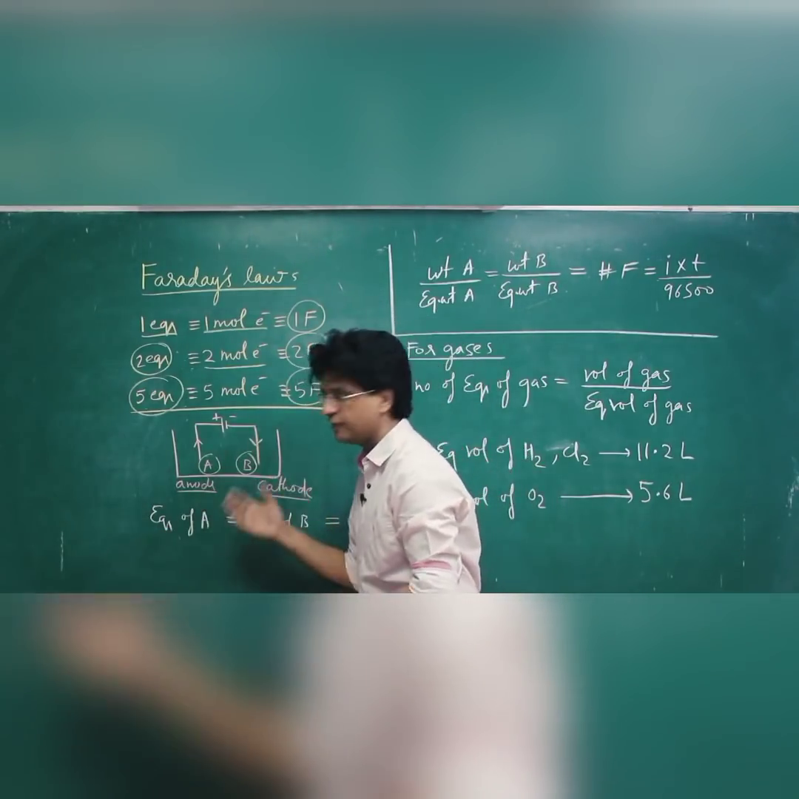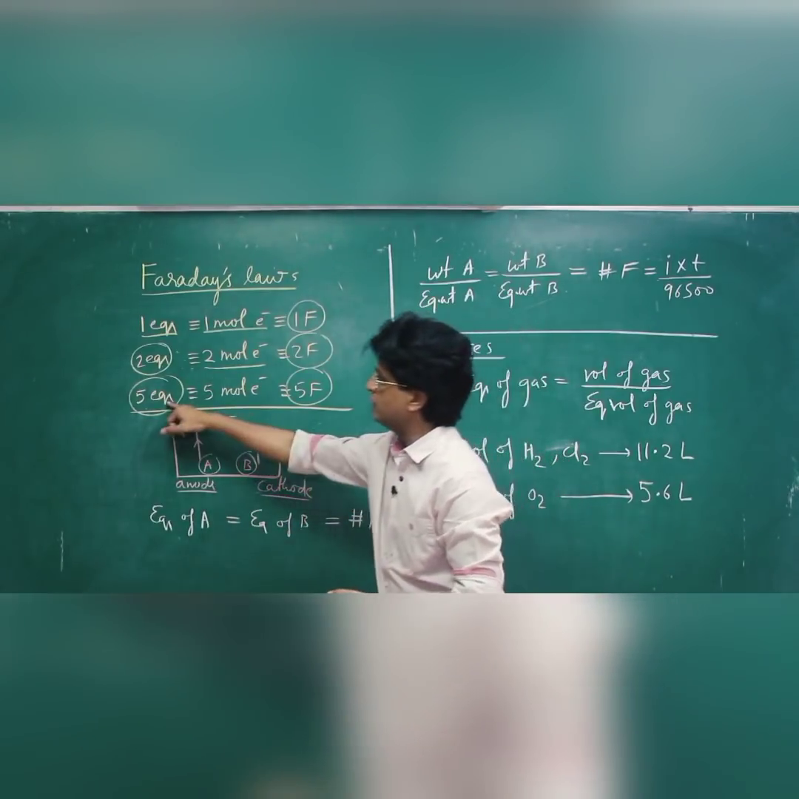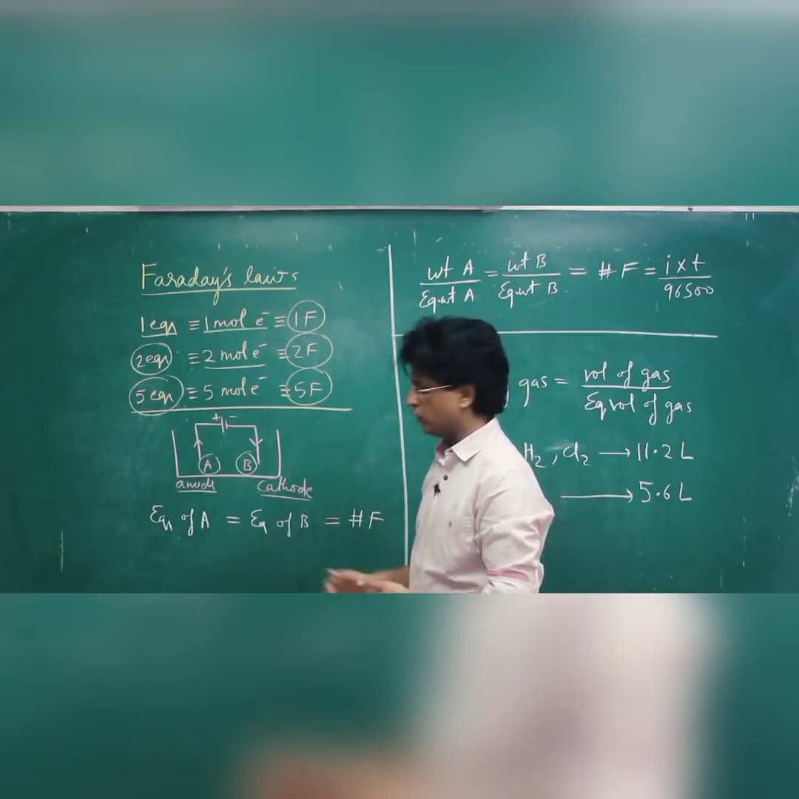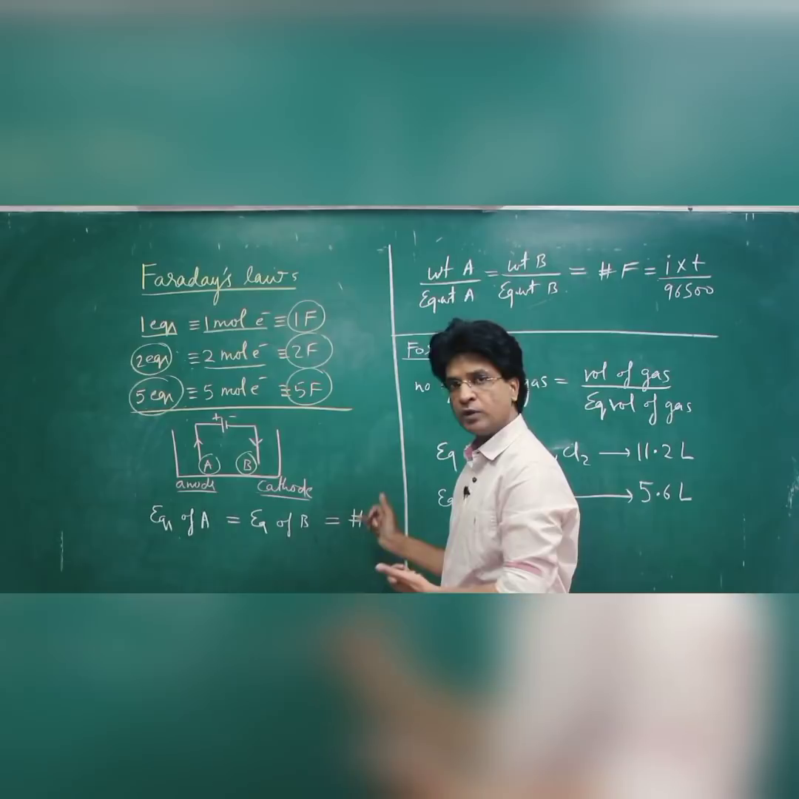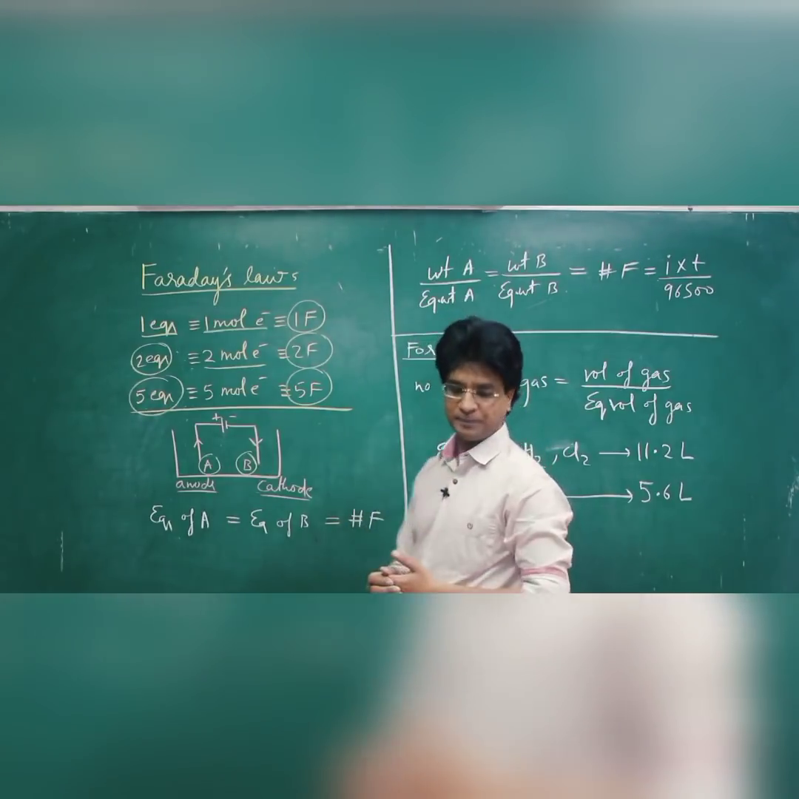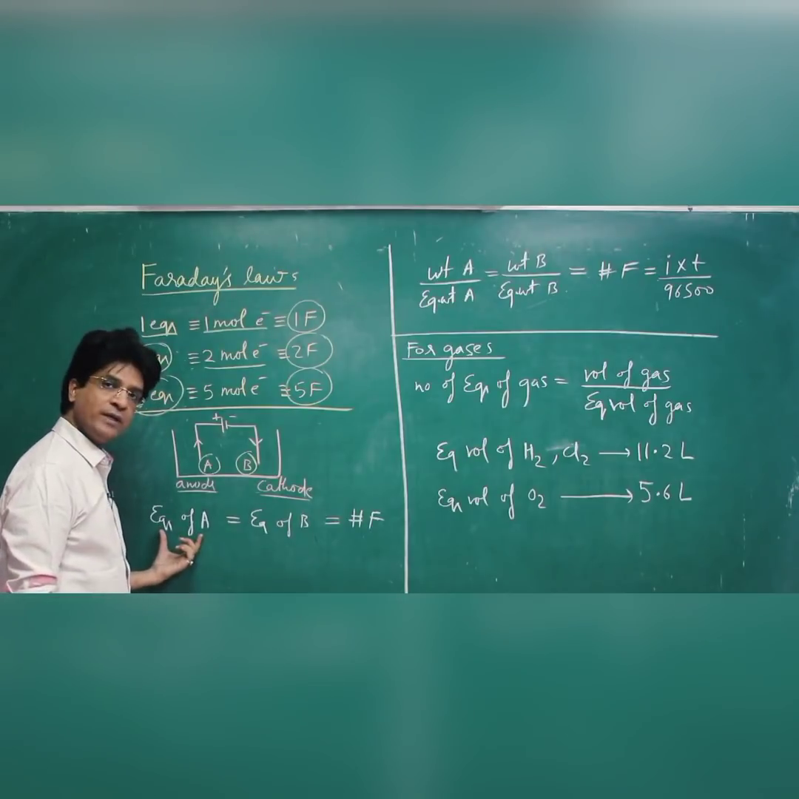Since the same charge is flowing, the same Faradays will be there. 5 equivalent equals 5 Faraday. So equivalent of A will be equal to equivalent of B, which will be equal to equivalent of charge, that means number of Faraday. Now see, if I simplify that, what is equivalence of A?